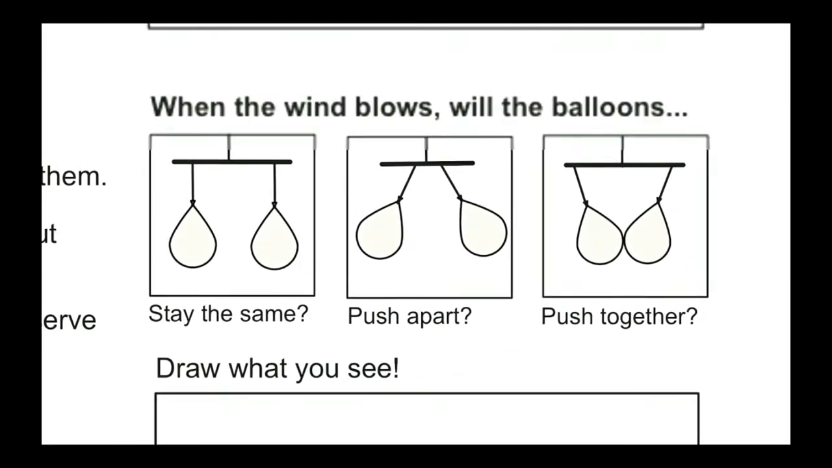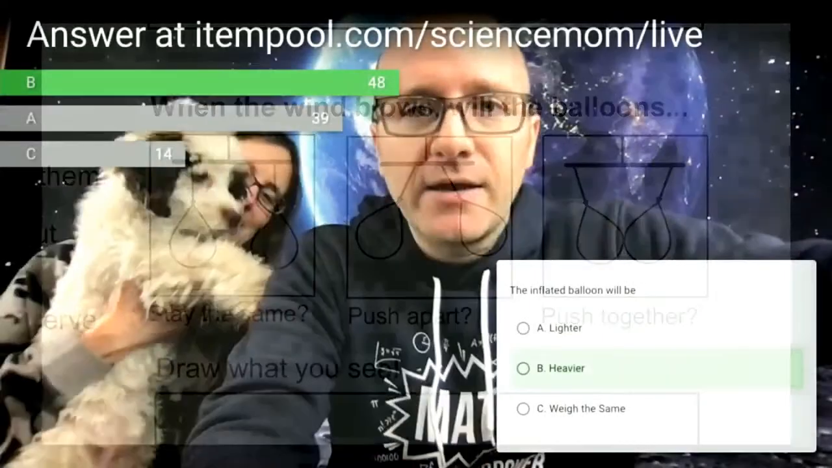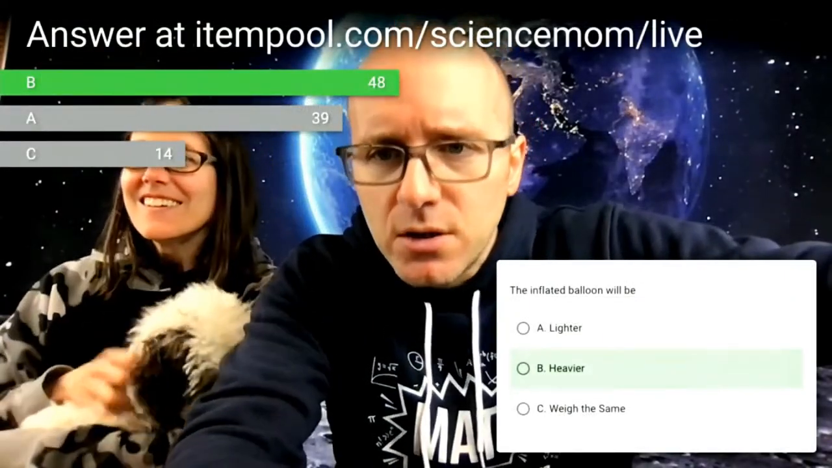So our next question, we are going to just scroll right down. All right. So we're going to hang two balloons here, and we're going to blow air between these balloons. And then the question is, what is going to happen? Will the balloons stay put? Will they push apart? Or will they push together or pull together? So, what outcome would we expect? So think about it. Don't just jump in and give an answer too quick. But we're going to go over to the poll, and we are going to find out what the answer is.